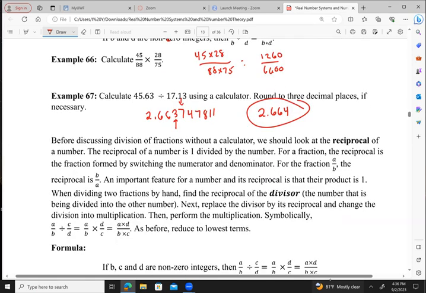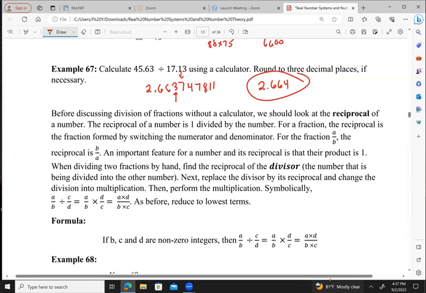Okay, so before discussing division of fractions without a calculator, we should look at the reciprocal of a number. The reciprocal of a number is 1 divided by the number. So 1 over n if the number is n. For a fraction, however, the reciprocal is the fraction formed by switching the numerator and the denominator. For the fraction a over b, the reciprocal is b over a. An important feature for a number and its reciprocal is that their product is 1.